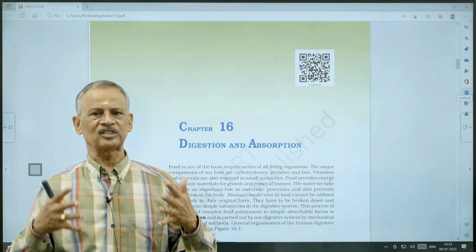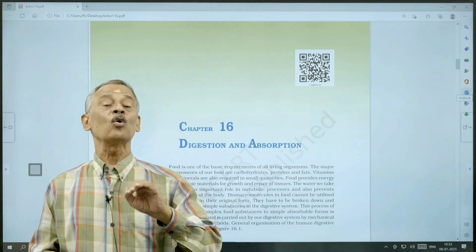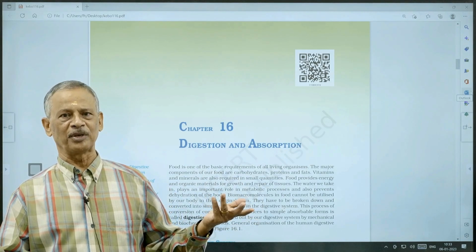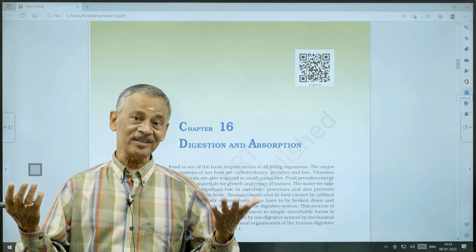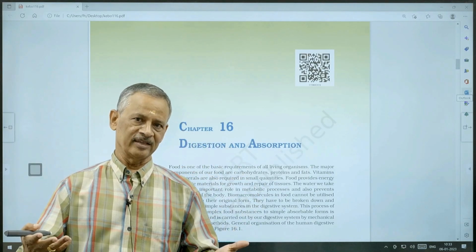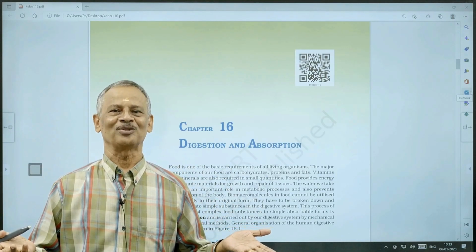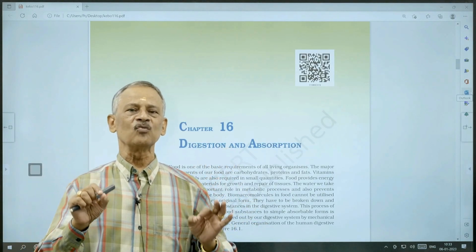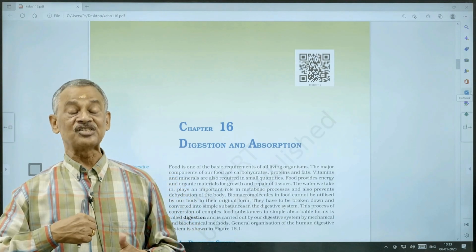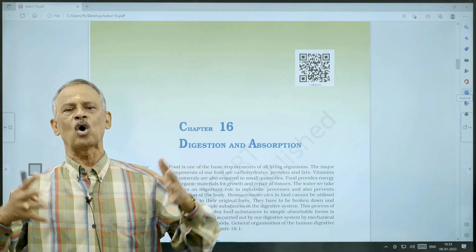See, no organism can live without energy. For all their activities, they require energy. And that energy is coming by the oxidation of the food material. Plants will prepare their own food material. There are autotrophs, but that is not the case with animals. They have to get it from outside. So animals are heterotrophs, and we are no exception to that. We will be taking food from outside, then digesting in our alimentary canal, and the digested food is absorbed.